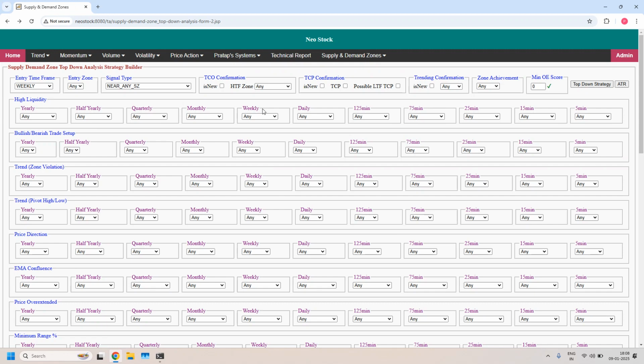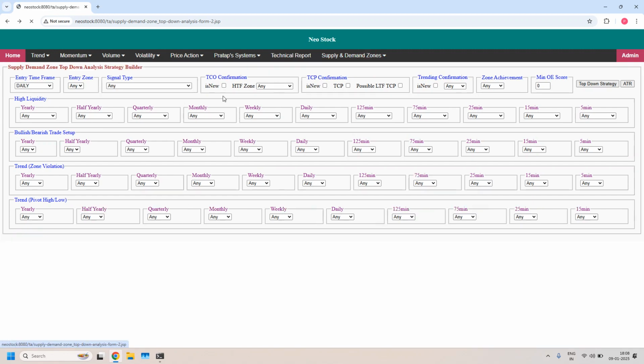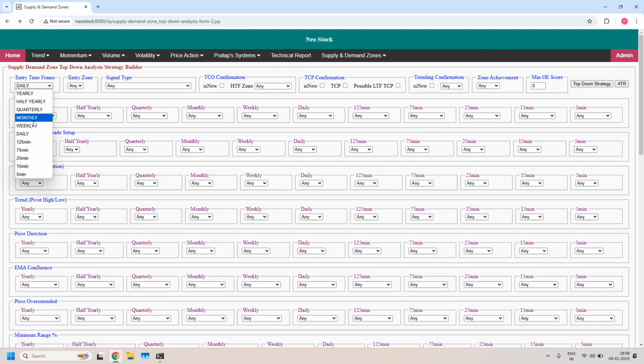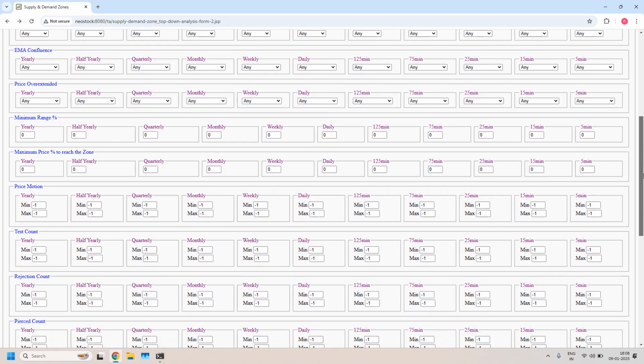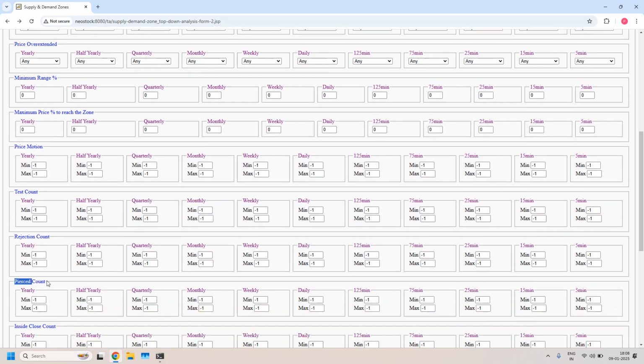Next, weekly time frame, pierced zones, the pierced demand zones. Let us filter. For that, I am setting the pierced count on weekly time frame. Minimum 1 piercing is allowed, maximum anything. So I am giving a big number, 99.